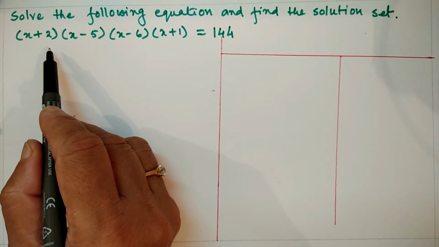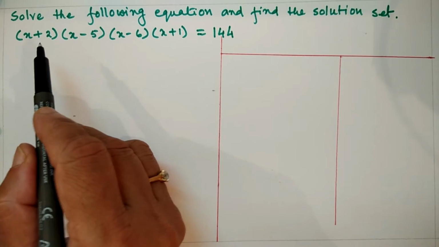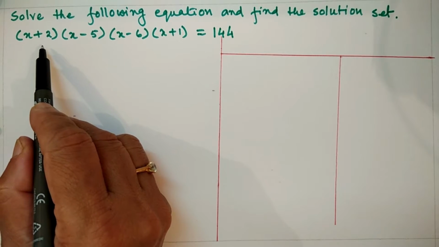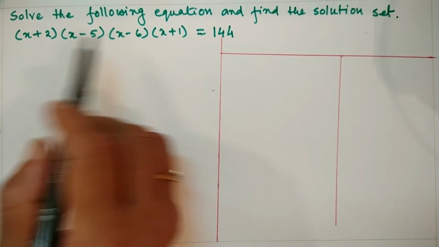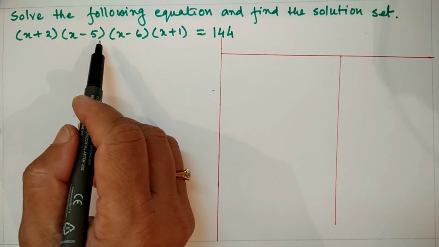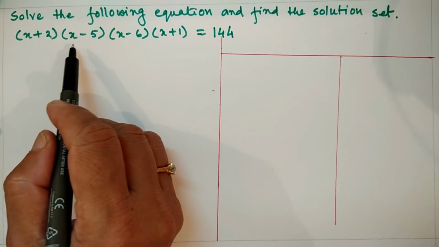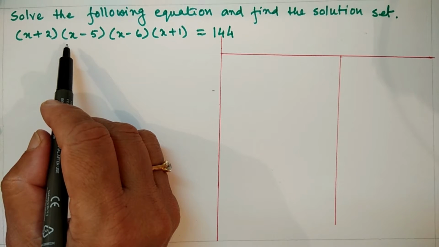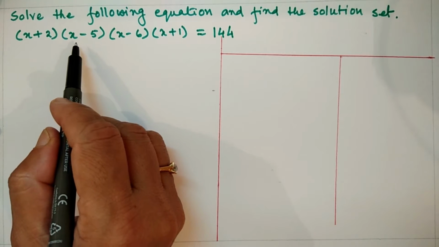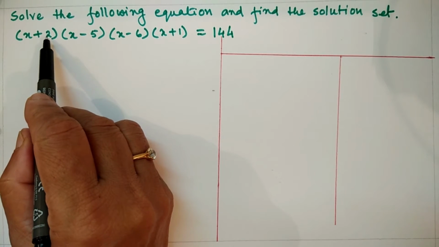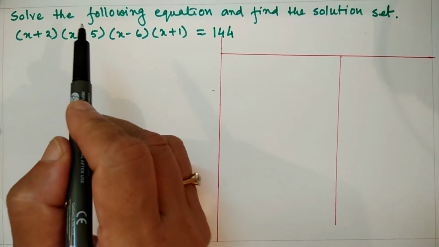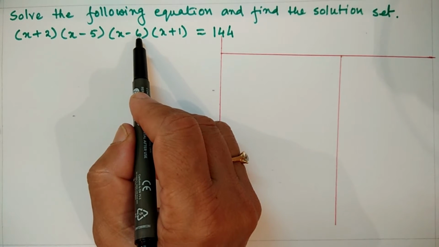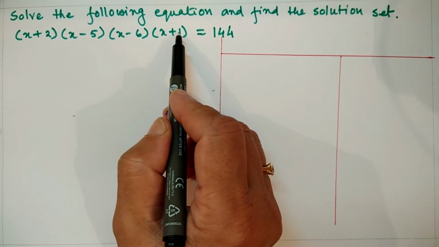And for that, what we have to do? We have to reduce it to quadratic form, so we have to make pairs. With these four terms, we will make two pairs. And the pairs will be such that the sum of constant terms in one pair will be equal to the sum of constant terms in the other pair.